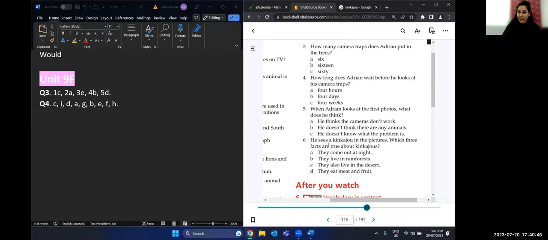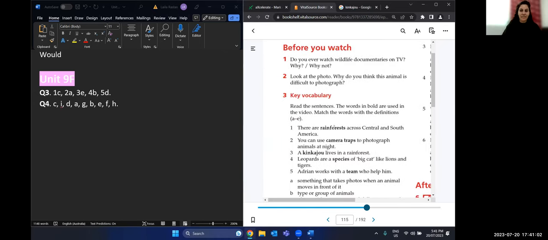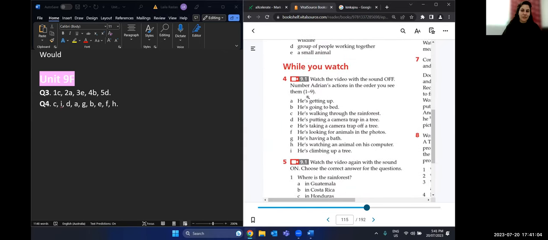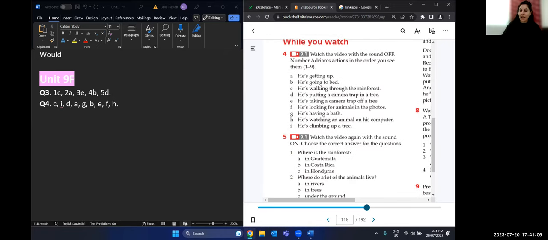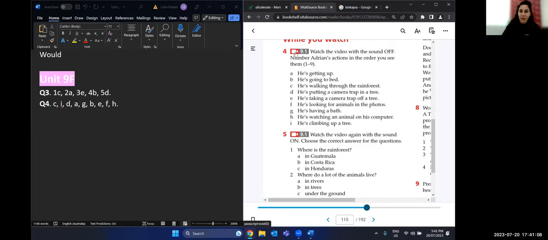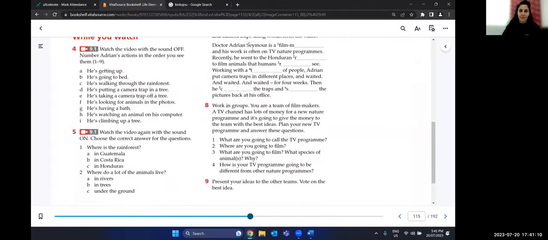Which three facts are true about kinkajous? They come out at night. They live in rainforests. They also live in the desert. Or they eat meat and fruit. So there's three correct answers for number six. Okay, so let's watch and have a look at what's happening in the video and at the same time answer number five. And we'll come back and check.